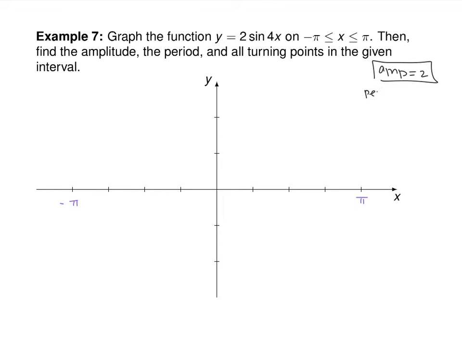Then next thing, find the period by setting 4x equal to 2 pi. So x would equal 2 pi over 4, which is pi over 2. So if this is pi, if those tick marks are 1, 2, 3, 4, which one is pi over 2? The second one, there's pi over 2.